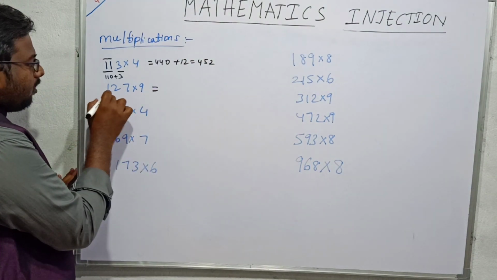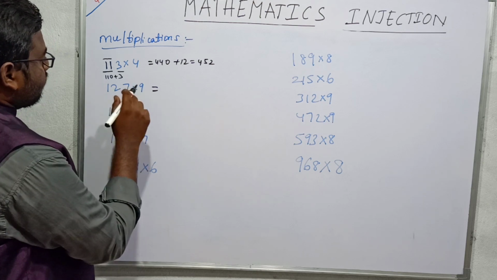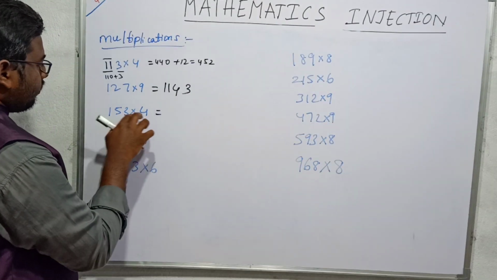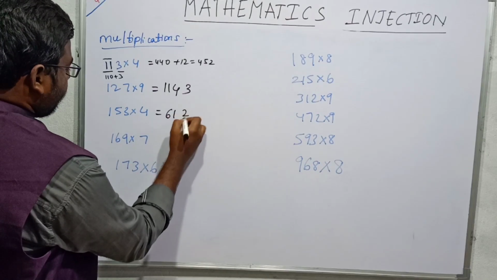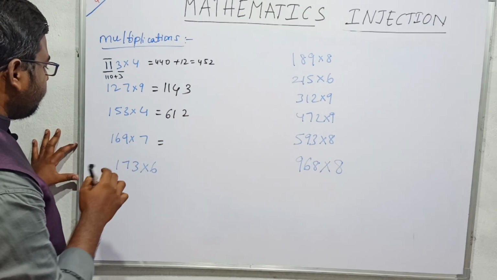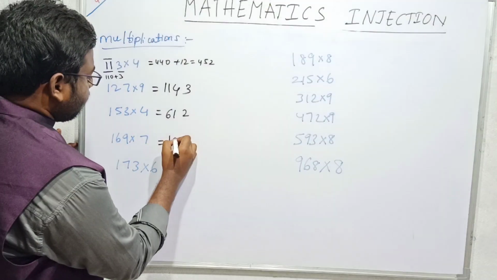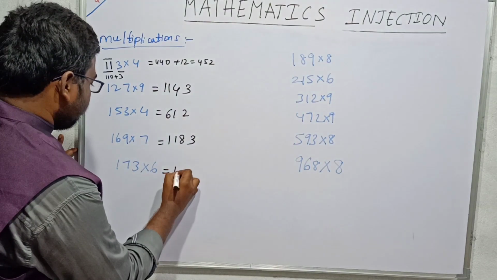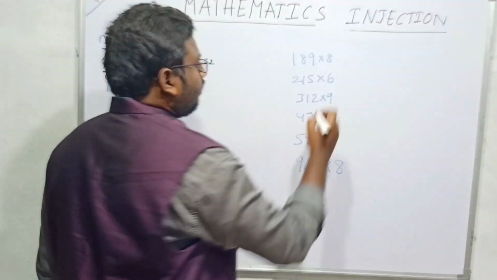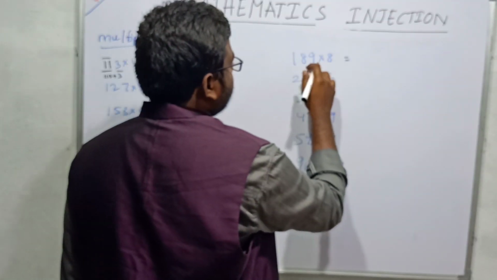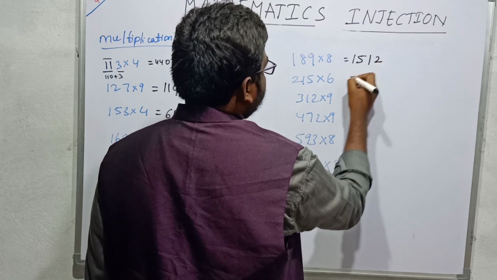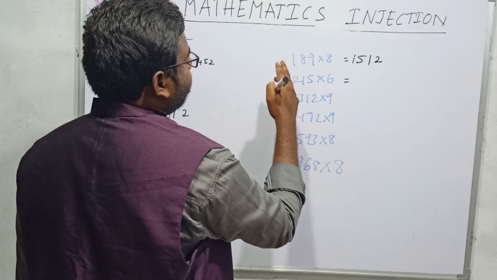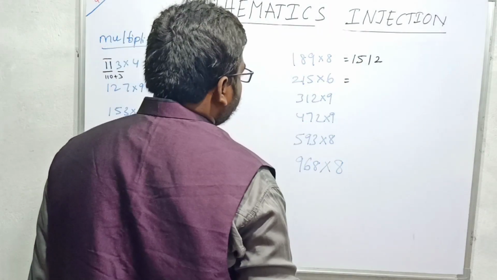For example, if you do the same, 12 into 9 is 108. 12 7s are 63. 108 plus 6 is 114 beside 3. 15 4s are 60 and 61 beside 2. 16 7s are 112 plus 6. 112 plus 6 is 118 beside 3. 17 6s are 102. 3 6s are 18. 103 beside 8. For example, 18 8s are 144 plus 7, 151 beside 2. You can calculate like this also. 190 minus 1 into 8. 1520 minus 8 is 1512, beside 0.